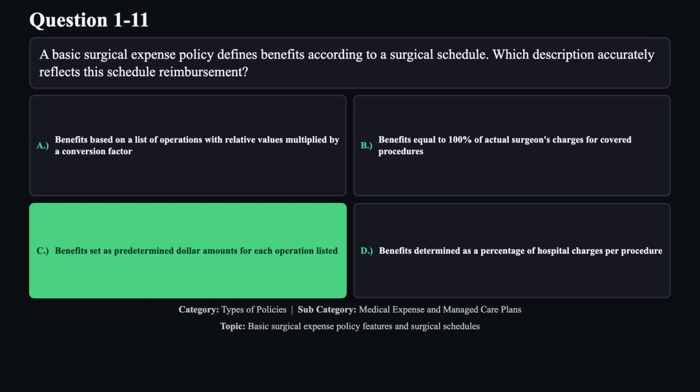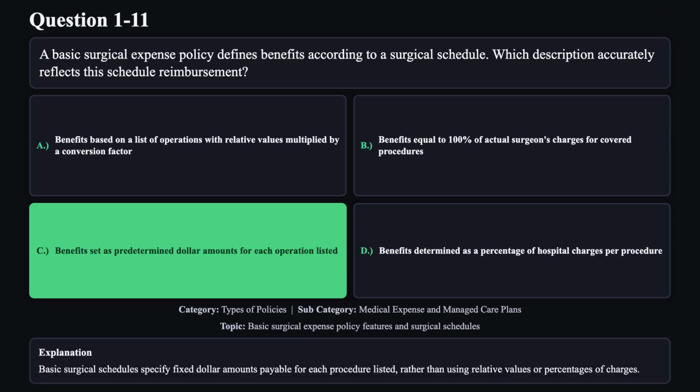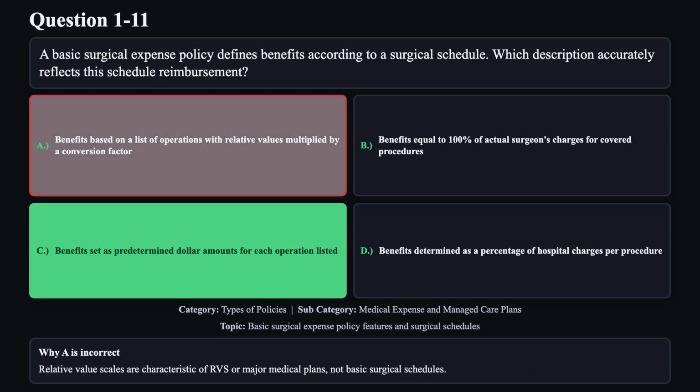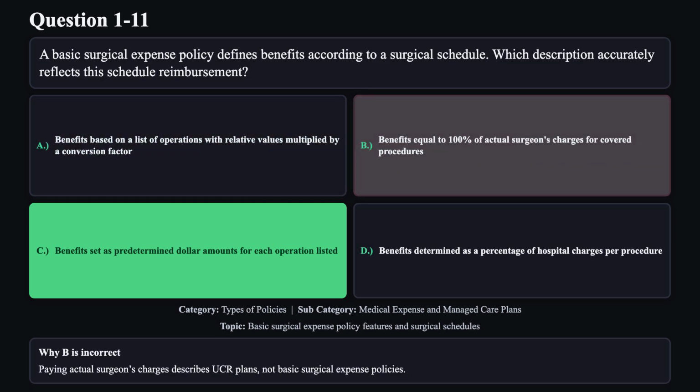The correct answer is C. Basic surgical schedules specify fixed dollar amounts payable for each procedure listed, rather than using relative values or percentages of charges. Reason A is not correct. Relative value scales are characteristic of RVS or major medical plans, not basic surgical schedules. Reason B is not correct. Paying actual surgeon's charges describes UCR plans, not basic surgical expense policies.